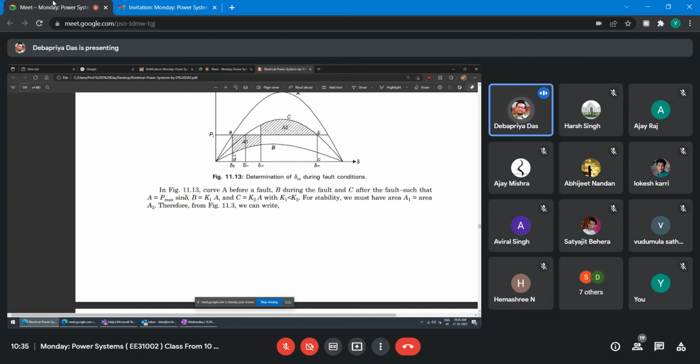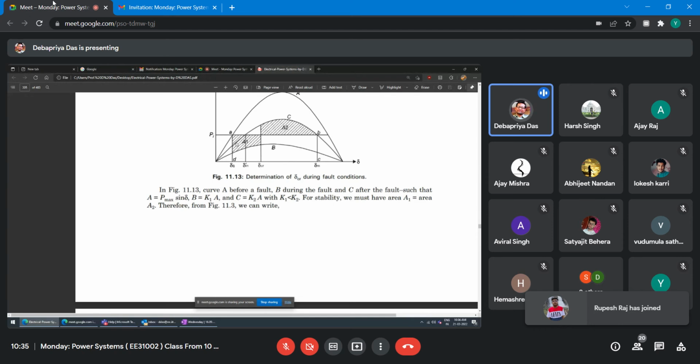Now after this, we are taking the critical angle delta CR, and delta M we are taking for this. So after this, what will happen? It will continue to oscillate to this point, so then it will be delta CR. After that, when the fault is cleared, it will jump to this point because this one line is there. And still the maximum it can come up to this. Beyond that, the system will not remain stable.